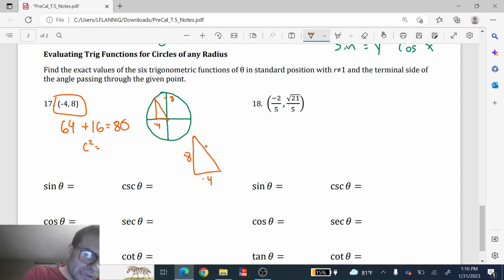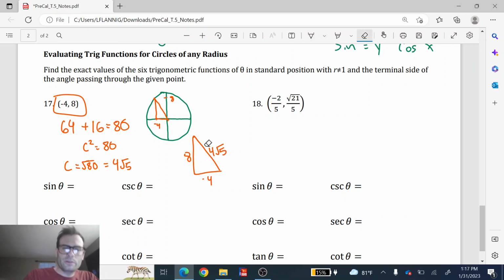So c squared is equal to 80, or c is equal to the square root of 80. And if you reduce that, that'd be 4 roots of 5. Okay, so what does that even mean? Well, now that I have this being 4 root 5, we don't really care about this negative 4 right now. Actually, I'll keep it. So we have 8, negative 4, and 4 roots 5.